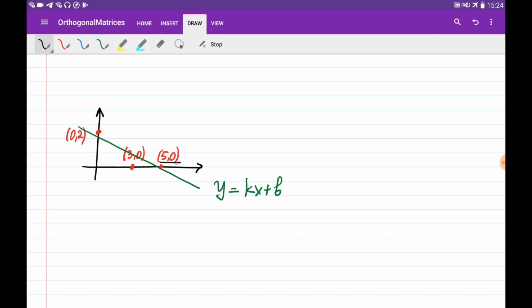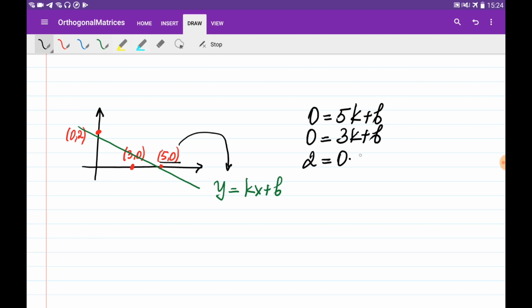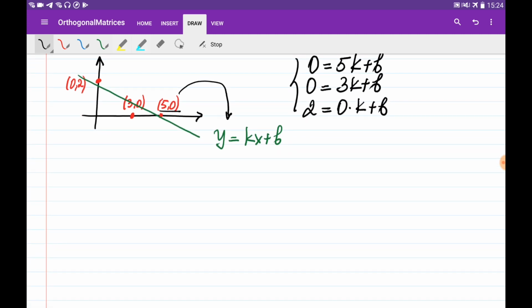So I will assume that the line is going to pass through all of the 3 points, so that if I substitute the coordinates of the points into the equation, it is going to be true for all of these points. So let's do this. It's going to be 0 equals 5k plus b, 0 equals 3k plus b, and 2 equals 0 multiplied by k plus b. So by solving the system, we can find k and b.